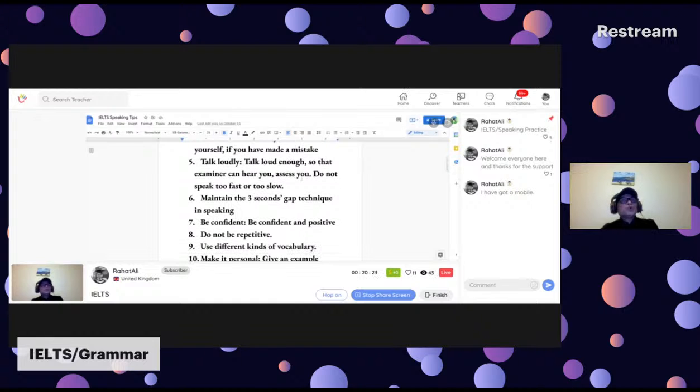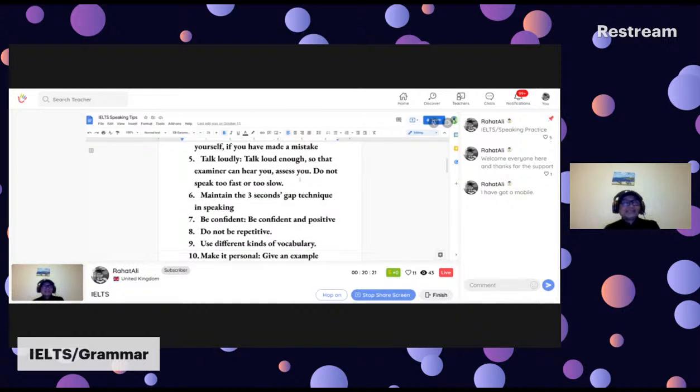Number 8: do not be repetitive. That is another important problem for many of our learners. So what does repetitive mean? Sometimes you try to use the same word. We call them fillers as well. Like "actually" is one of them. I remember that I had a student who always used "actually" every 3 to 4 seconds.